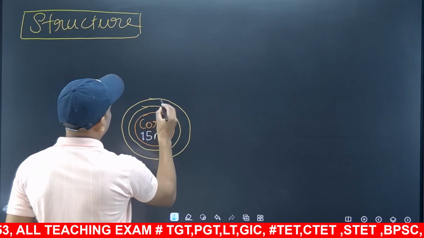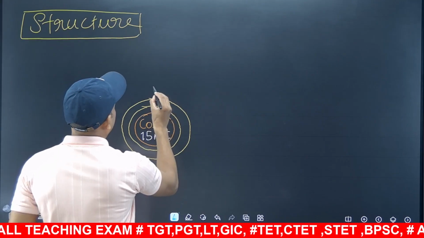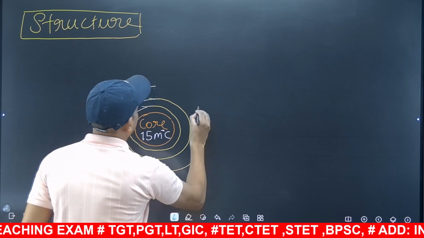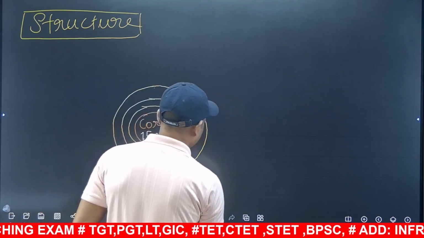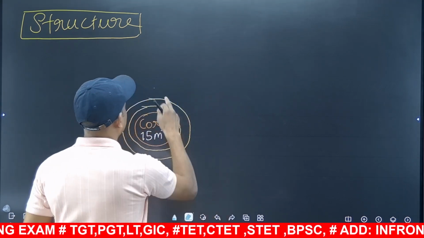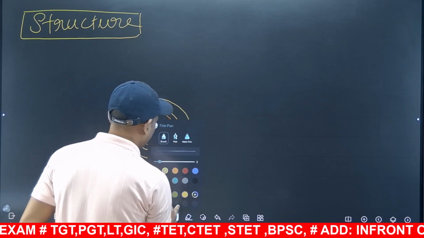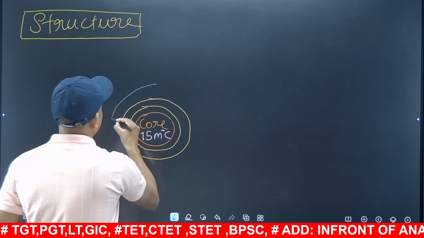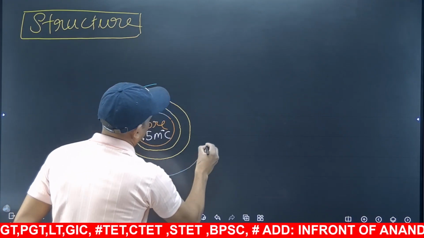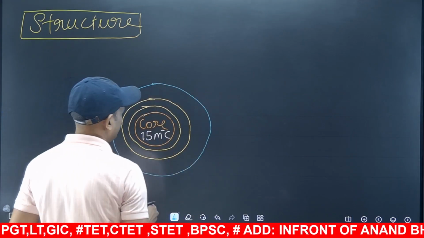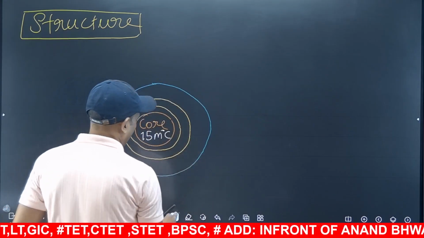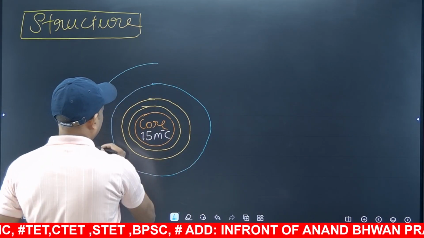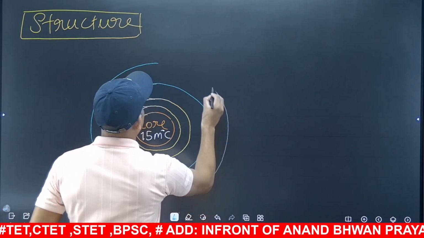And after the photosphere, we have the chromosphere, meaning the atmosphere of the sun, a layer of the atmosphere of the sun. And after the chromosphere, we have the corona, the outermost layer of the sun. We'll look into the details.